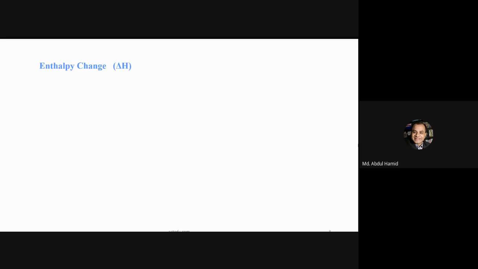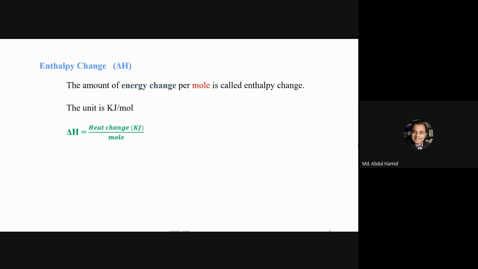The first one, enthalpy change. Enthalpy change is delta H. It is expressed by del H. Change of enthalpy. Enthalpy is heat content. So the enthalpy change is the amount of energy change per mole. Energy change divided by mole. The unit is kilojoule per mole. Heat change per mole is the enthalpy change. Heat change is in kilojoule, mole is the mole.